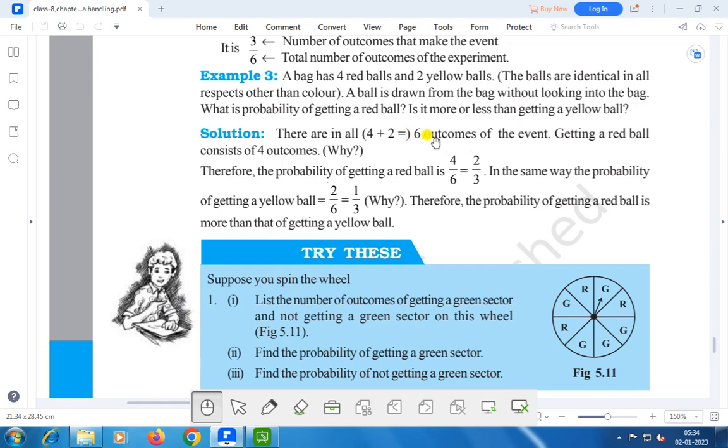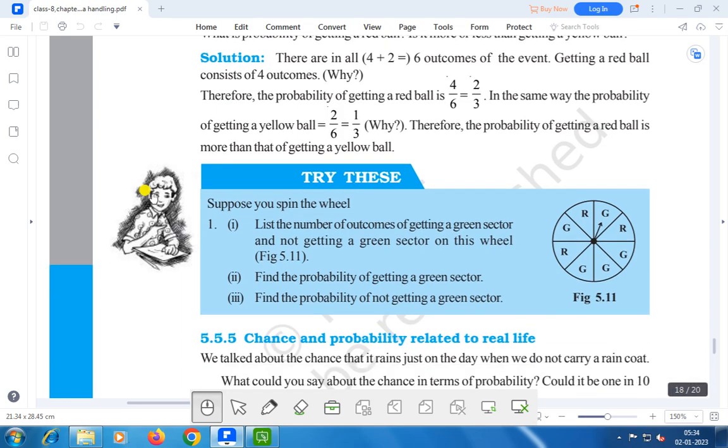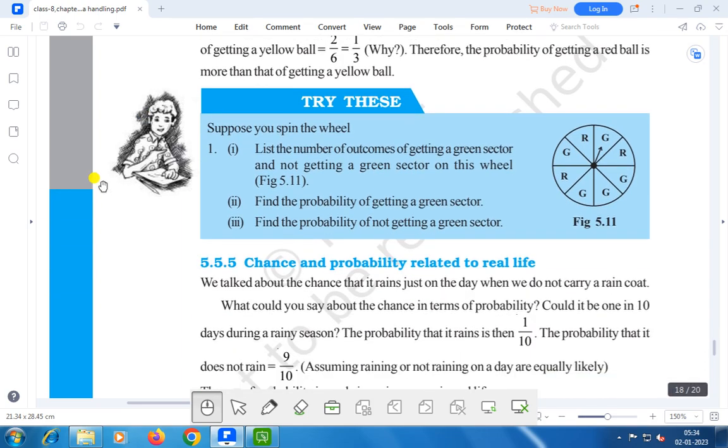There are in all 4 plus 2, 6 outcomes of the event. Getting a red ball consists of 4 outcomes. Therefore, the probability of getting a red ball is 4 by 6, that is 2 by 3. In the same way, the probability of getting a yellow ball is 2 by 6, that is 1 by 3. Therefore, the probability of getting a red ball is more than that of getting a yellow ball.